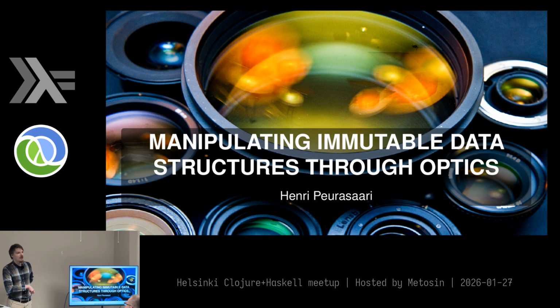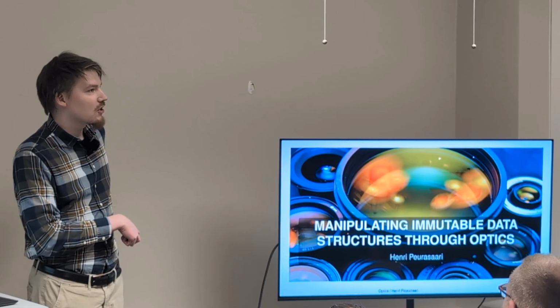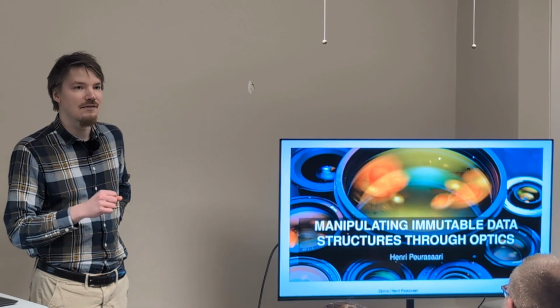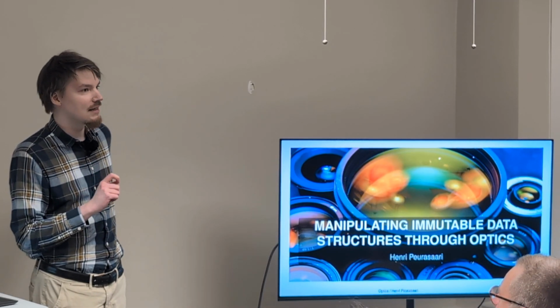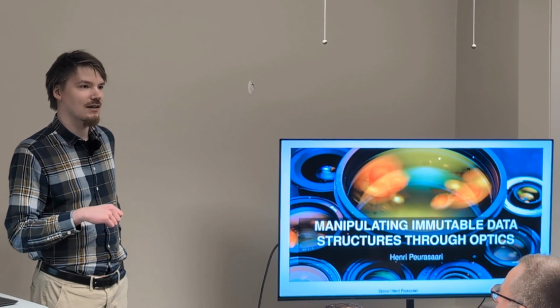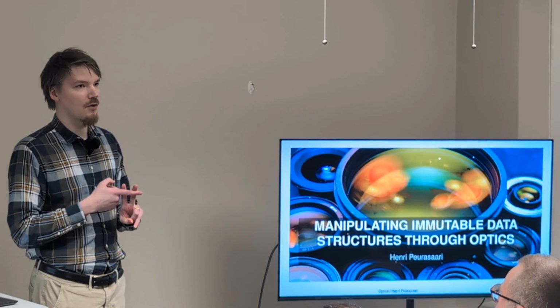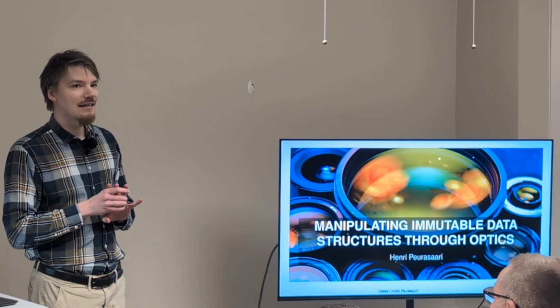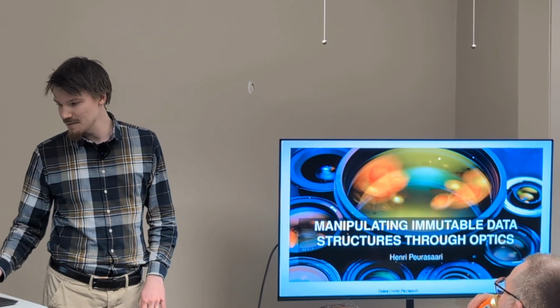manipulating immutable data structures through optics. That's a lot of words. And because that is a lot of words, I will need to make sure that we all understand what we are talking about today. If you received the foreword for this, it is indeed about the thing that we all love, immutable data structures, because Clojure and Haskell both feature them very prominently. But they ain't the easiest to work with all the time.